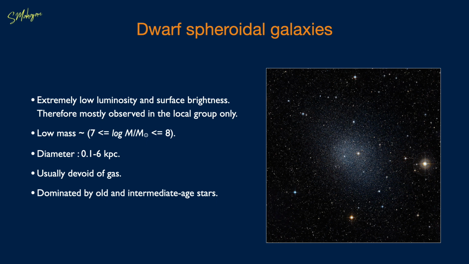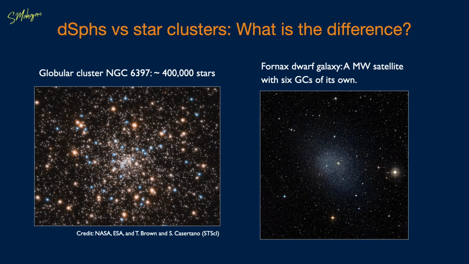The dwarf spheroidals are very low luminosity galaxies composed of old and intermediate age stars. Usually, they do not contain any gas. Many of the satellite galaxies of the Milky Way are dwarf spheroidals. Given the extremely low mass of dwarf spheroidals and occasionally other types of dwarf galaxies, they may intuitively appear as the scaled-up version of star clusters.